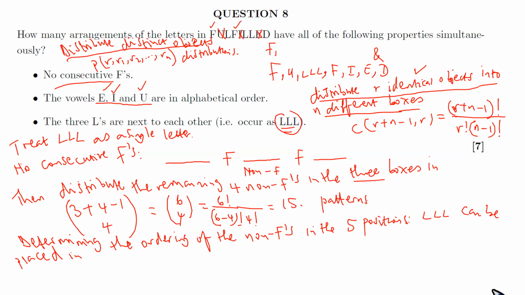Right, so try to think of that. Okay, we'll look at that carefully, but I want to mention a couple of things. I was then saying the non-Fs in the 5 positions, if you count 1, 2, 3, 4, 5. So the non-Fs can be placed in the 5 positions.